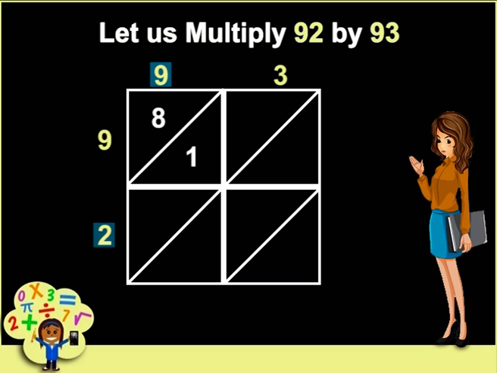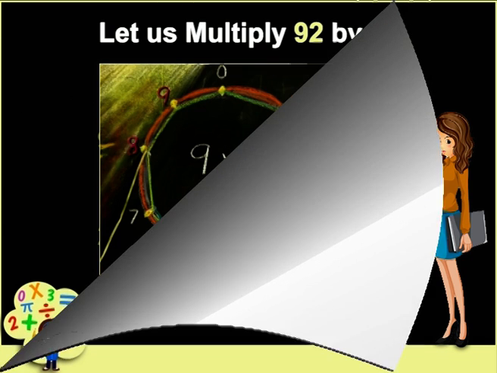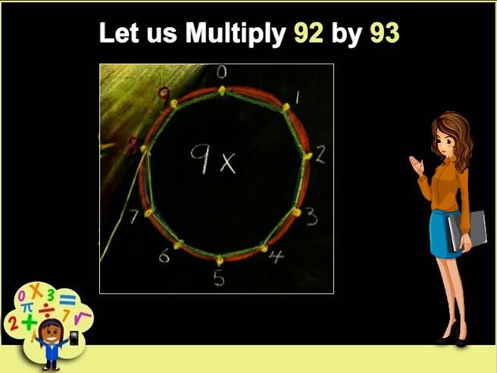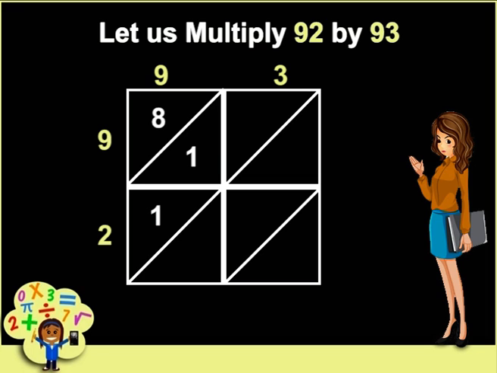In the next step, we will multiply 9 by 2. From the table circle, we observe that 9 times 2 is 18. We will write 1 of 18 here and 8 of 18 here as shown to you. In the next step, we will multiply 3 by 9. You can either refer to the table of 3 or the table of 9. 9 times 3 is 27. We will write 27 below the square of 3, 2 at the top and 7 at the bottom of the square like this.